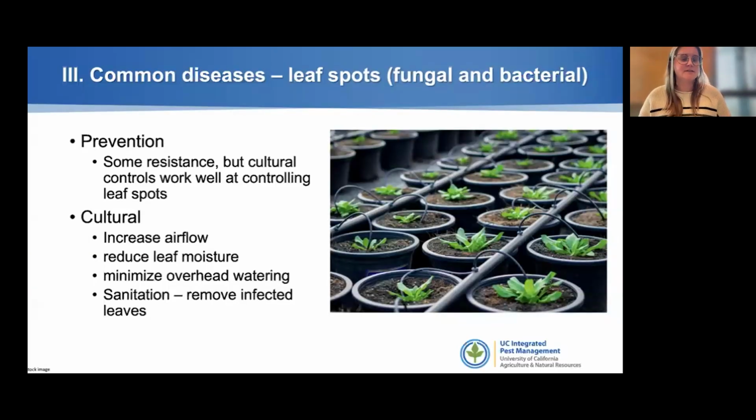There is some resistance here, but like with downy mildew, cultural control works well at controlling and managing leaf spots. So increasing airflow and reducing leaf moisture, because a lot of times excess leaf moisture is how the pathogens will get into that leaf and stay on that leaf. Minimize overhead watering, and with sanitation, removing those infected leaves before you have a serious outbreak can help minimize your inoculum load.